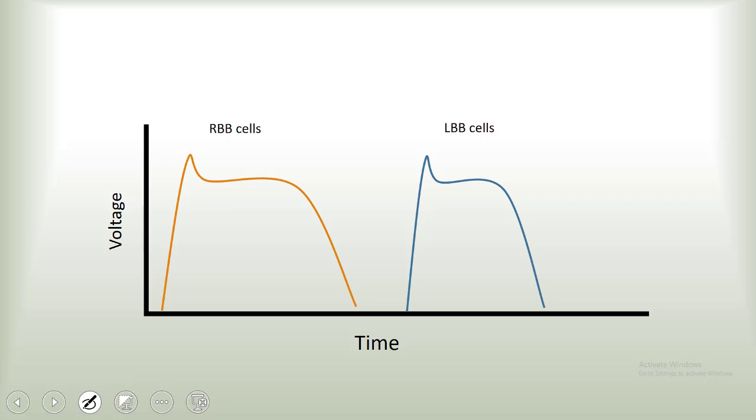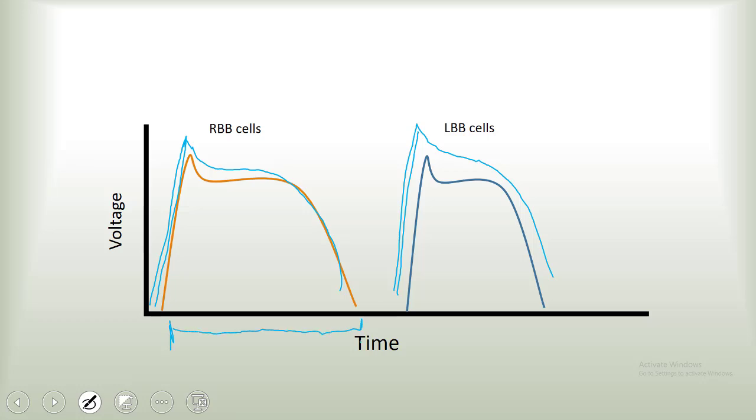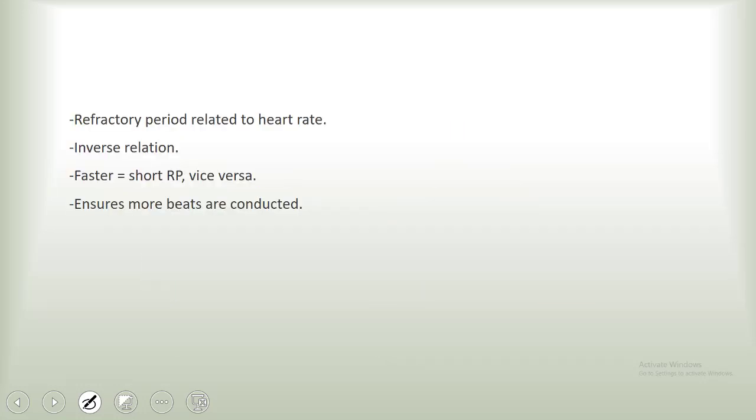So in the action potential of the right bundle cells, you get a depolarization followed by repolarization. And this is exactly the same thing within the left bundle branch. You can get depolarization followed by repolarization. But you can notice that the right bundle branch cells actually have a longer refractory period than the left bundle branch cells.